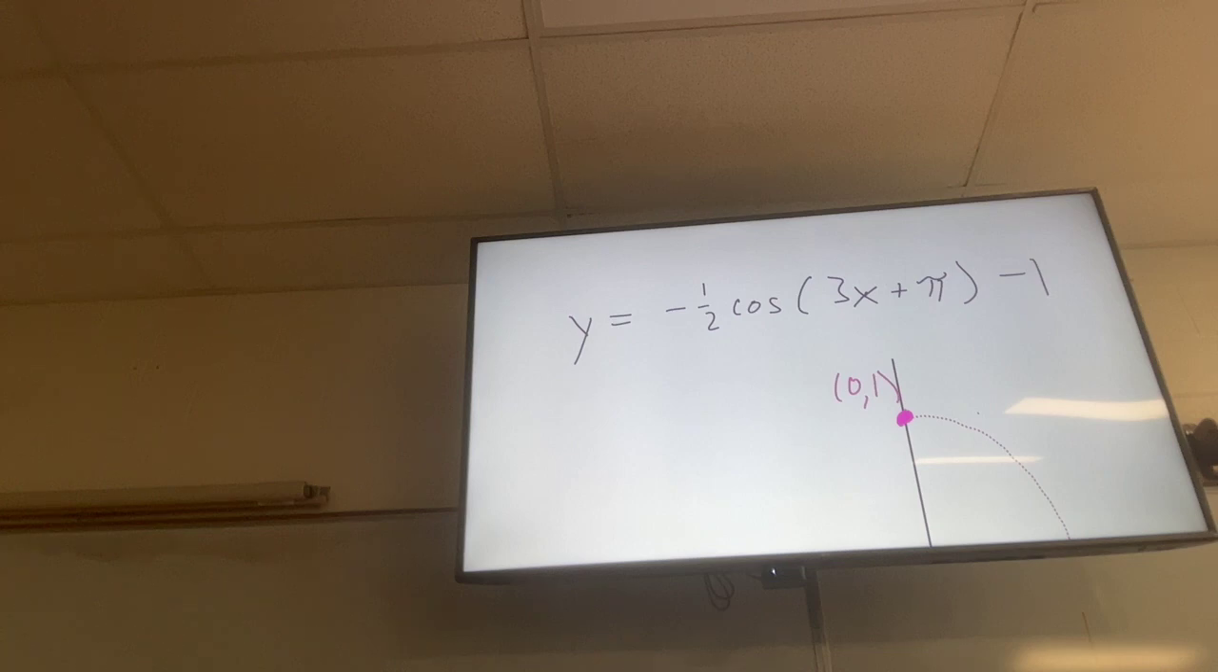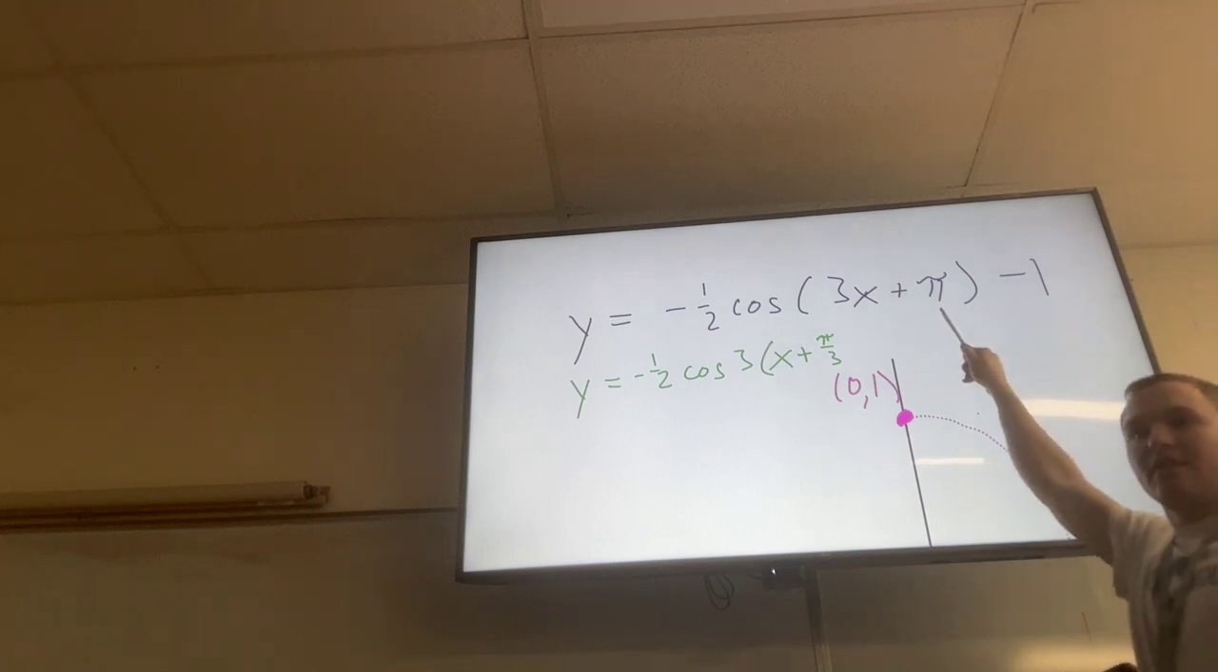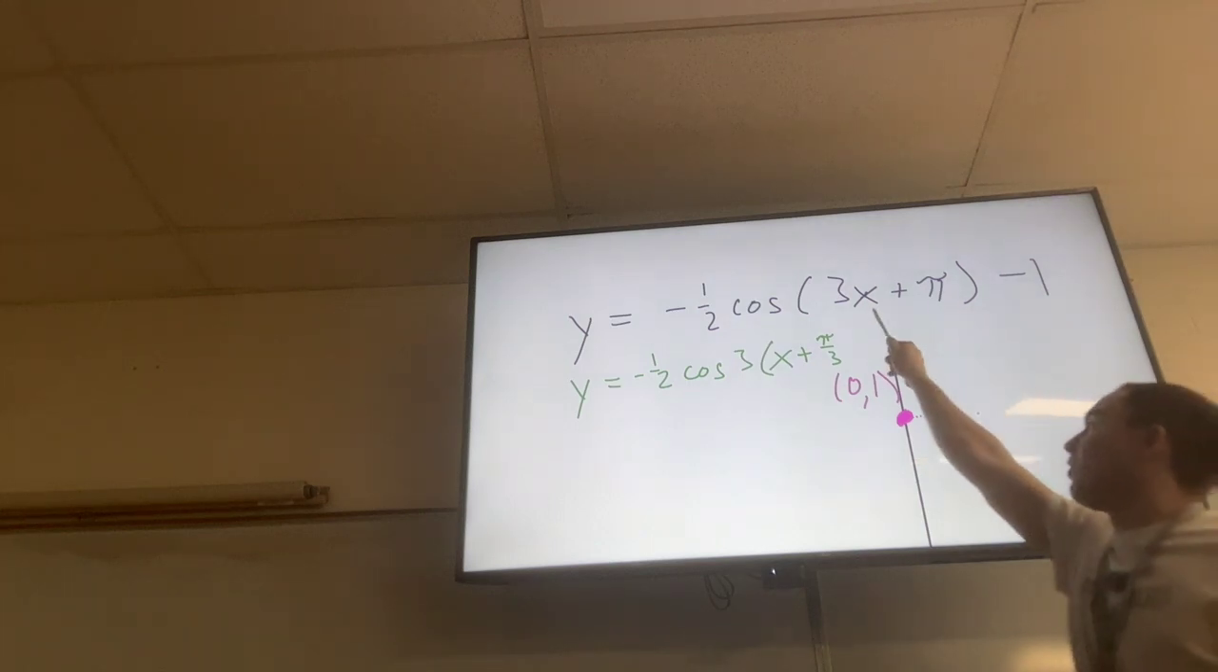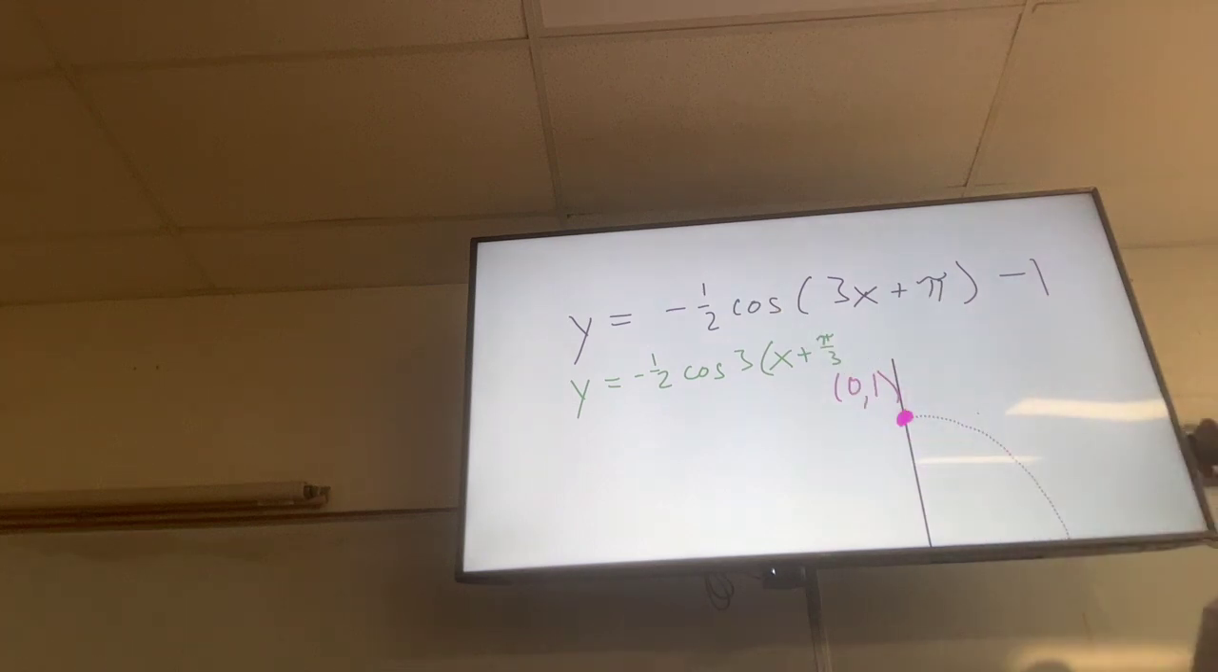Let's do it in green. Y equals -1/2 cosine. When I pull that 3 out, it's going to be 3 times x. Factoring is dividing, so I take my pi and divide it by what I pulled out of the parentheses. So pi divided by 3, minus 1. Minus 1 right there, okay?